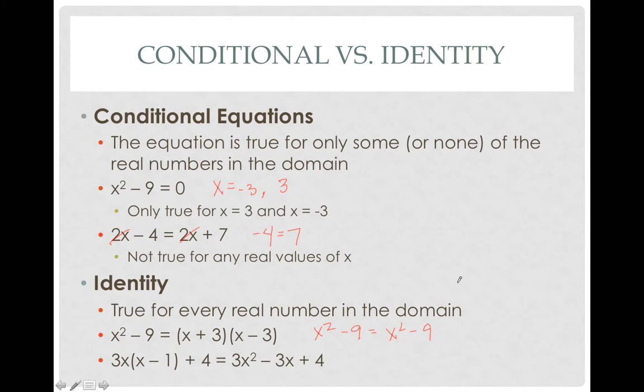If you were to simplify this statement, on the left-hand side, you distribute the 3x, and you get 3x squared minus 3x plus 4. That is equal to 3x squared minus 3x plus 4, and therefore those two things are equal. It's an identity. All right, this is a pretty straightforward thing. Usually when we're solving equations, most of them are going to come out as conditional. However, every once in a while you can have ones that come out as identities.